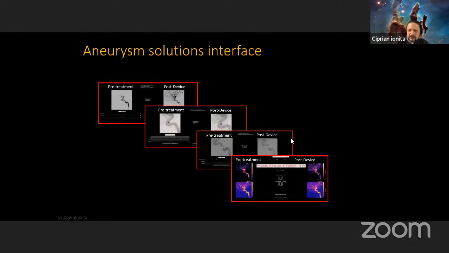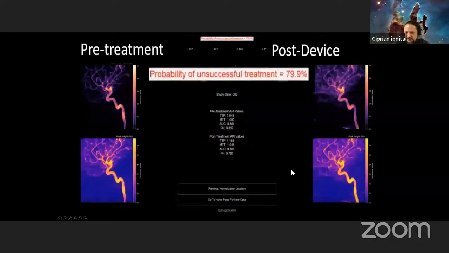And our interface, the one that we have developed right now, is still manual. We hope this will be on a C-arm. It just loads the data, then automatically, without the surgeon interfering, finds the aneurysm, extracts the arterial input function, and then predicts what's coming. It displays the maps, and says the probability of unsuccessful treatment in this case is going to be 79.9%.